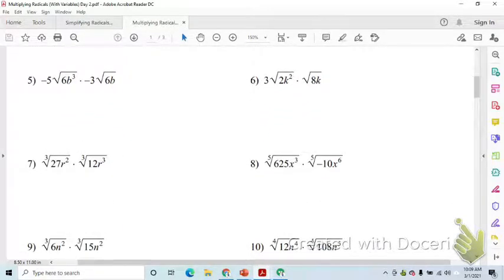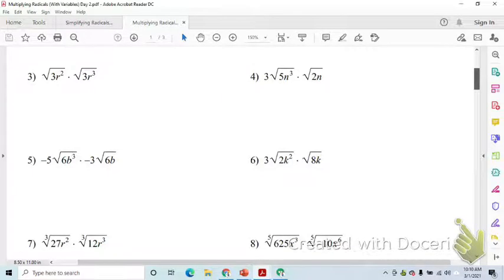All right. And we're back. So, on number 5, did I skip? I must have skipped a couple there, didn't I? Yeah, I'll do one of them. So, square root. When I multiply these, I get 9r to the 5th.